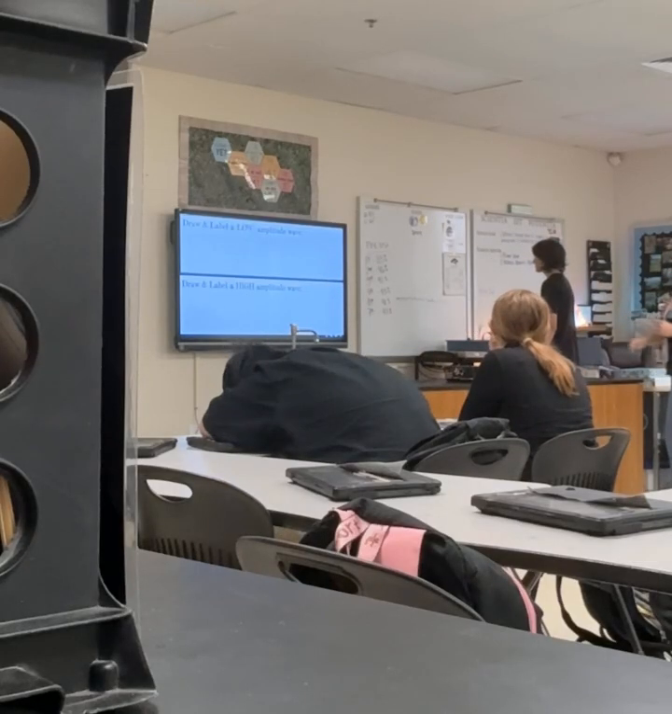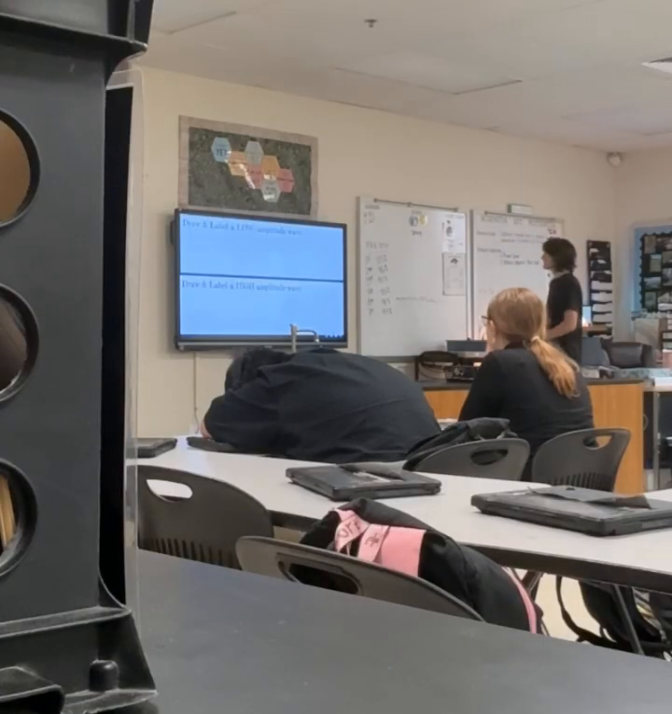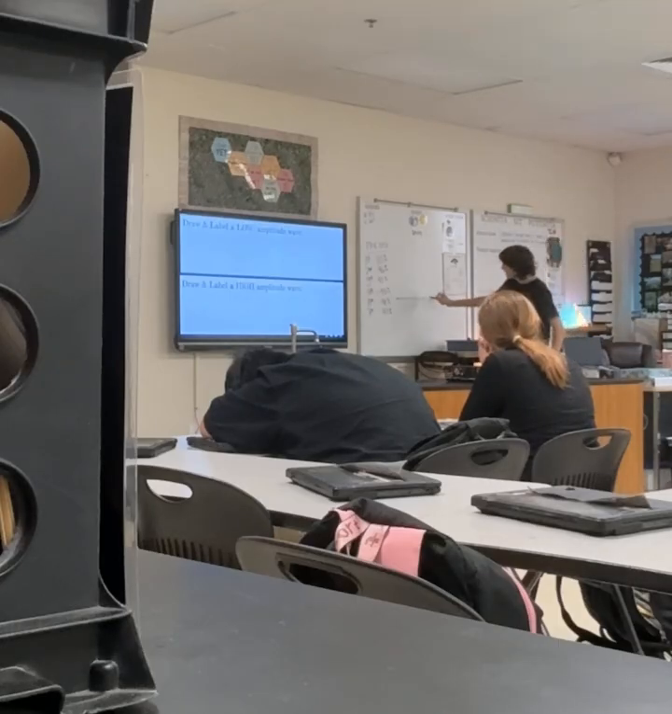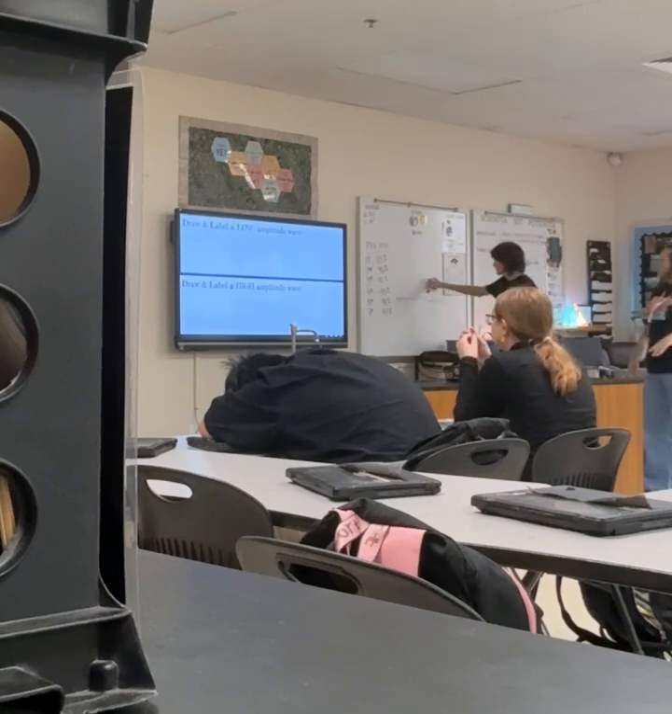Drawing a line showing the class how we measure wavelength. Somebody help Carly. How do we measure wavelength? But where on the wave? From the rest position to the crest? No, in the middle, close. In the middle, from the crest to the crest. That's how we measure the wavelength.